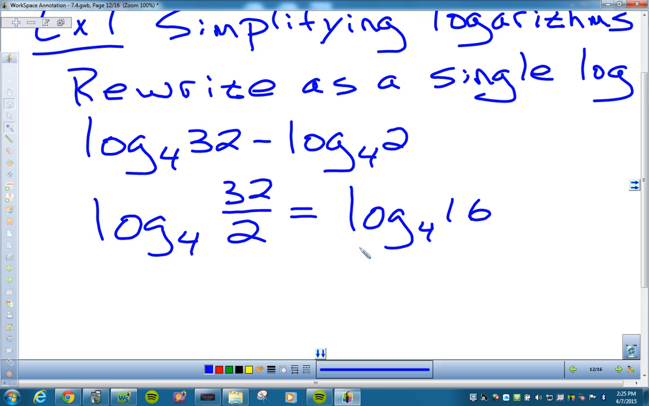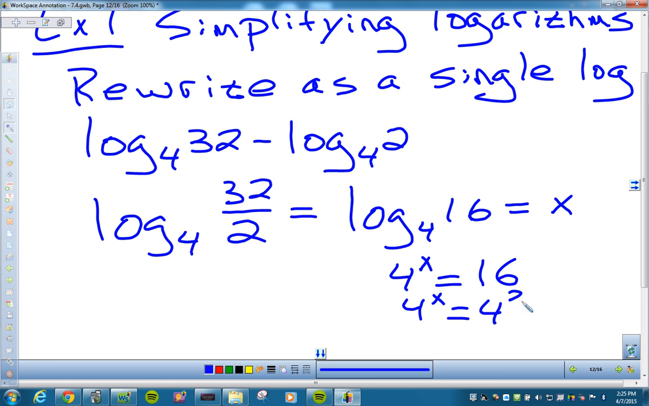Now, as soon as I have a single log here and I don't have any variables, I can just set it equal to x and then rewrite it exponentially. Does anyone know what x equals? 2. Good. So 4 to the x equals 16, so 4 squared is 16. If you want to see the rest of the math, it would look like this. As soon as the two bases are the same, you can set the exponents equal to one another. So x equals 2.